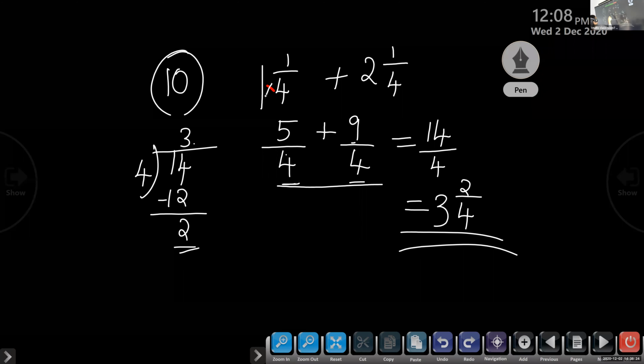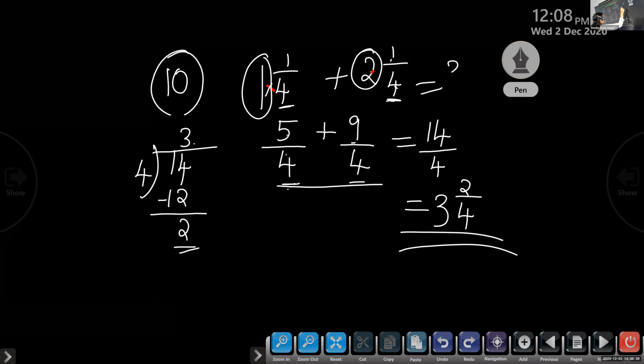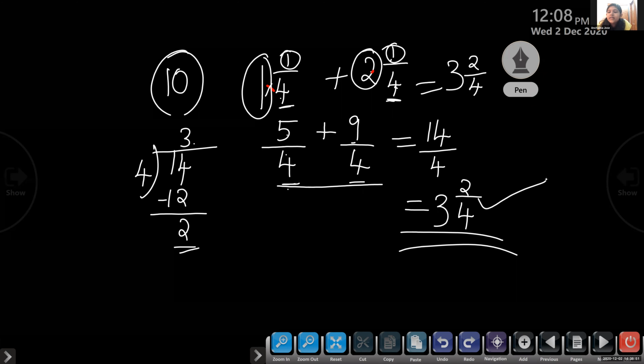Then 5 by 4. 4 twos are 8 plus 1, 9 by 4. So we can do like this. Otherwise, what will we do? If the denominators are the same only, we can add like this. 1 plus 2 is 3. Then we take the same denominator, 4, and add the numerators 1 plus 1. Okay. So in this method and this method also, we will get the same answer.